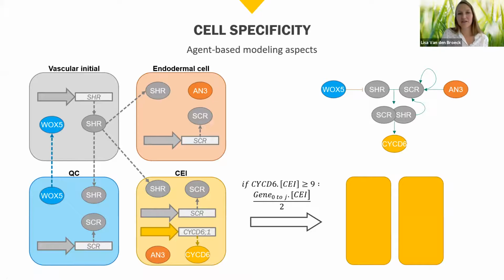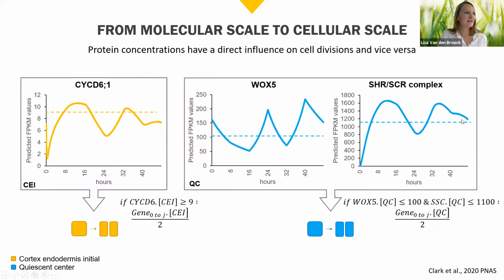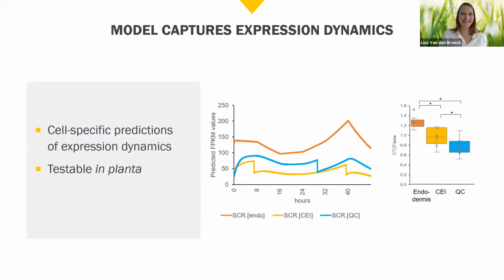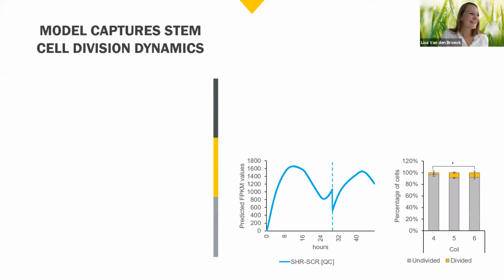Yes, the parameters dictate that peak in the endodermis. I think specifically the peak for the SCARECROW in the endodermis also comes from its regulation by AN3. Okay, glad that it's clear. You can always interrupt. I don't mind.